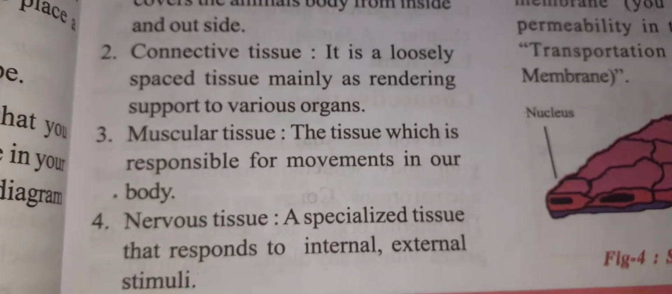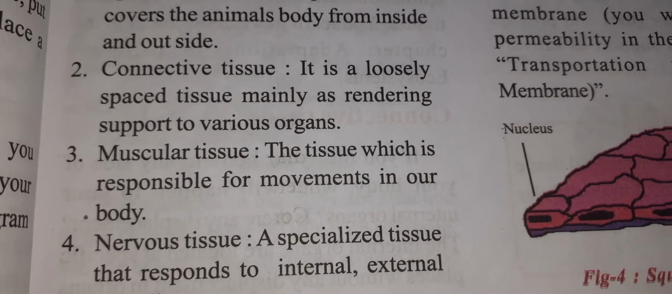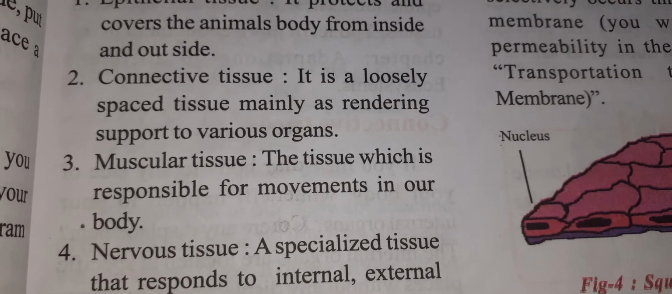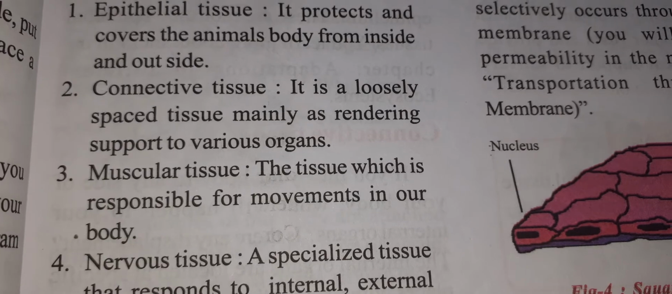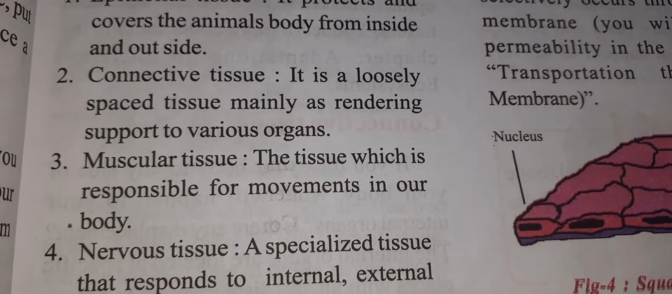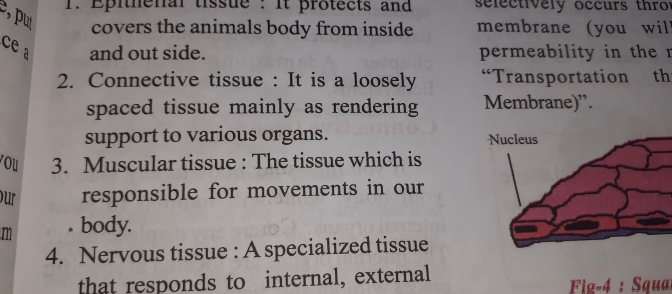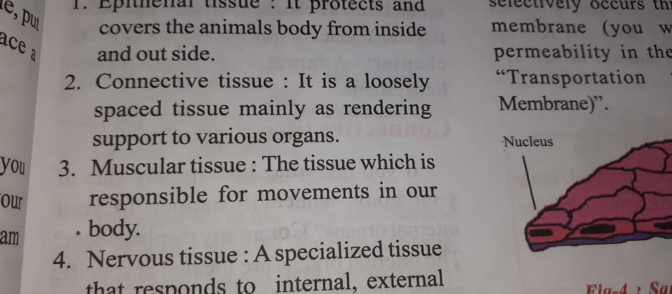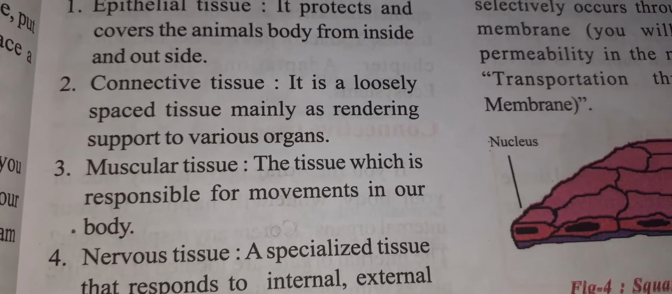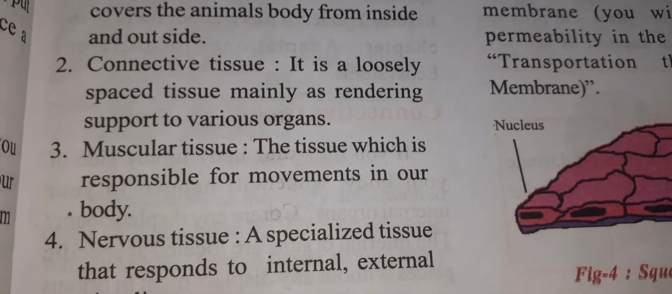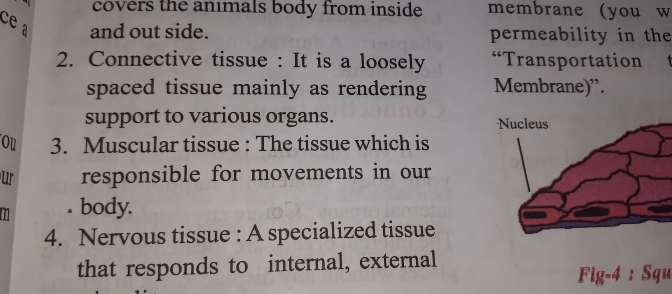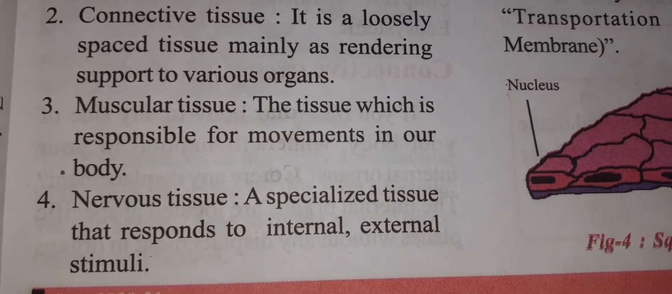And the second one is connective tissue. It is a loosely spaced tissue mainly rendering support to various organs. Some spaces are present in the tissue, and it gives support to the various organs.